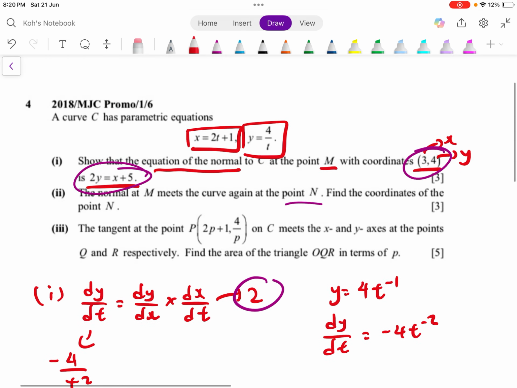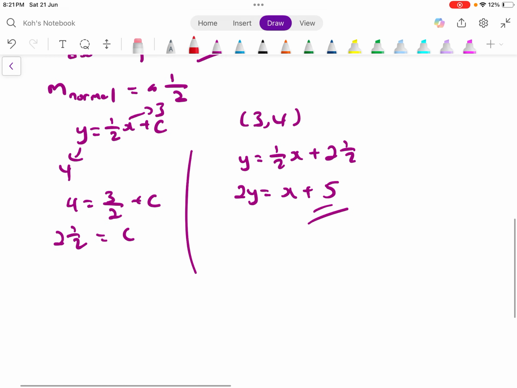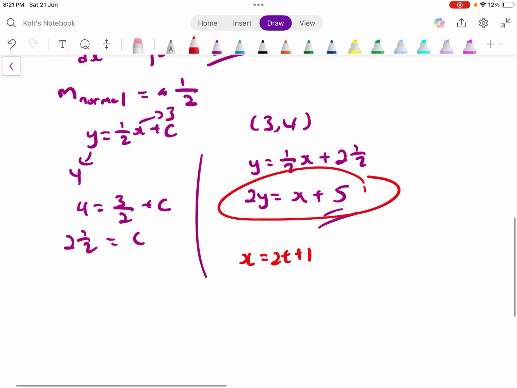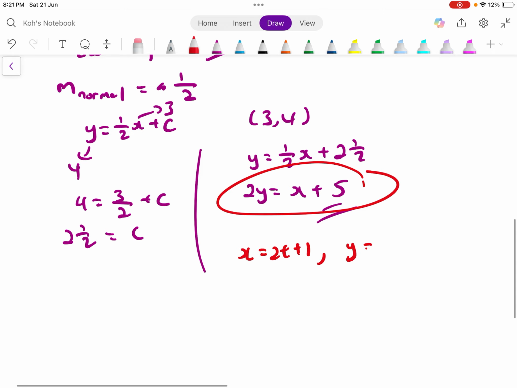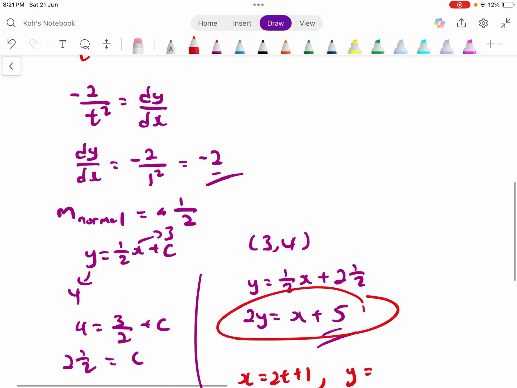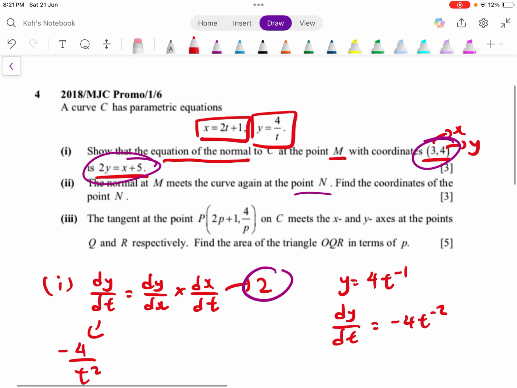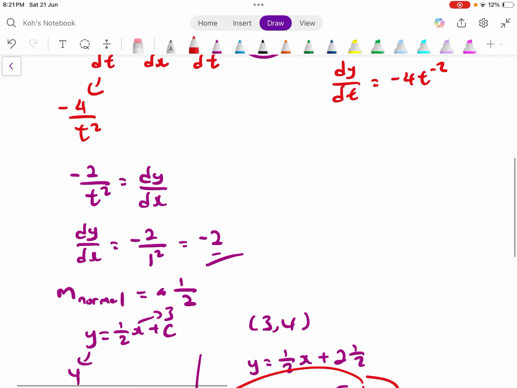So x is equal to 2t plus 1, and y is equal to 4 over t. I want to see whether I can get another value of t. Because I cut at t equals 1, if I get another value of t other than 1, I can safely say that the normal cuts the curve again. So let's take a look.